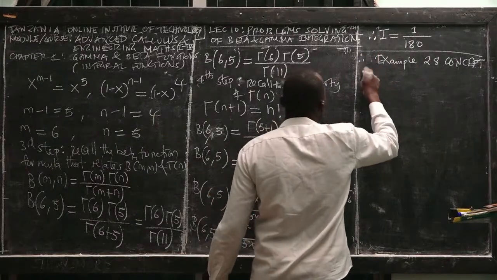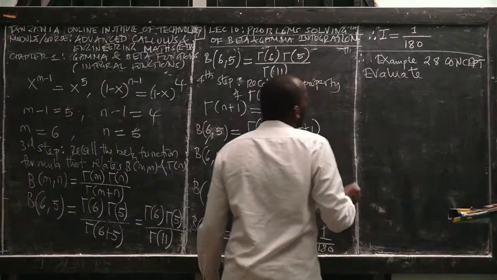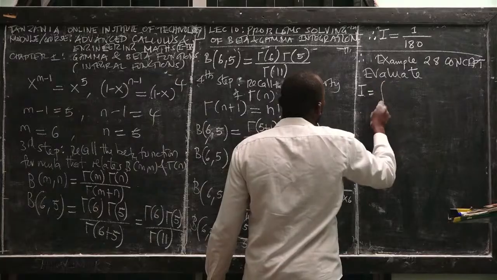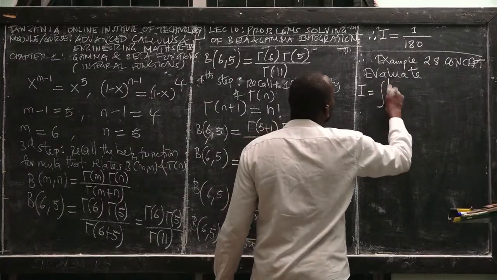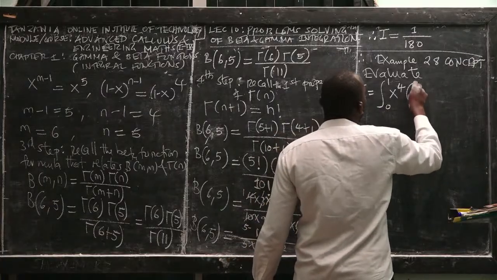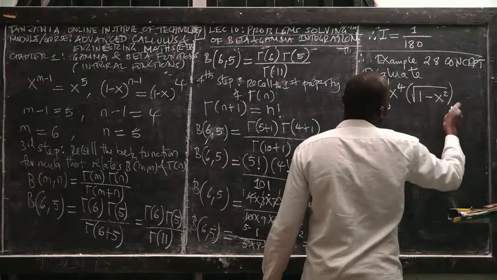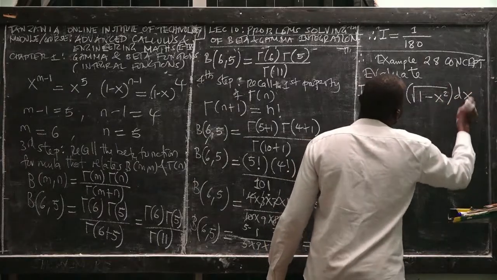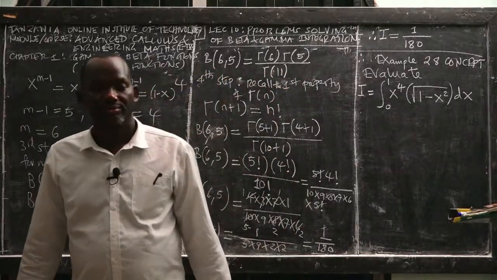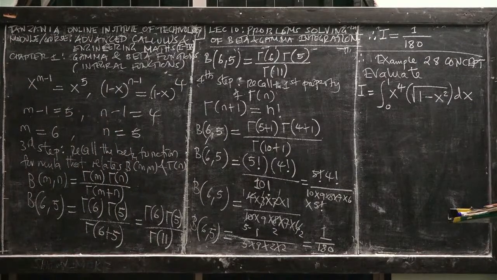So evaluate I, or integral, is equal to the integral from 0 to 1 of x power 4 times the square root of 1 minus x squared dx. Hilo ndo swali letu, ni x power 4 au x square.